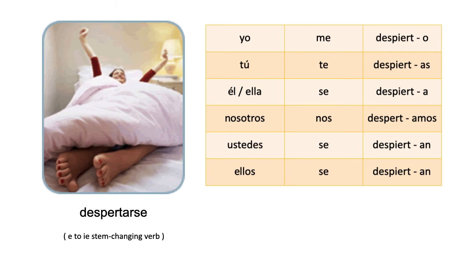Those are the ones that are known as the reflexive pronouns. Notice that we have different pronouns for almost every subject, right? So the right pronoun for yo is me, right? Yo me despierto. What does that mean? I wake up or I wake myself up. Tú te despiertas, right? You wake yourself up.